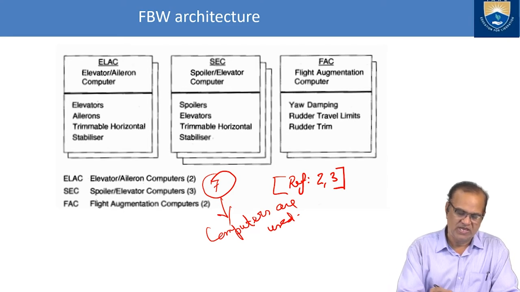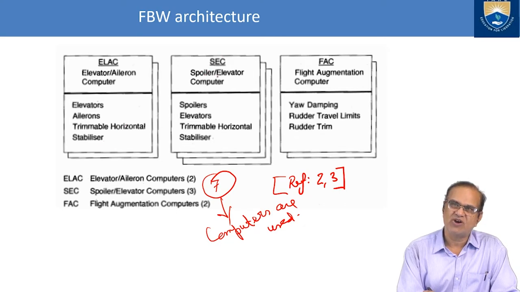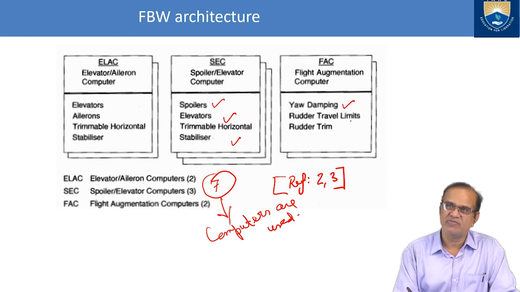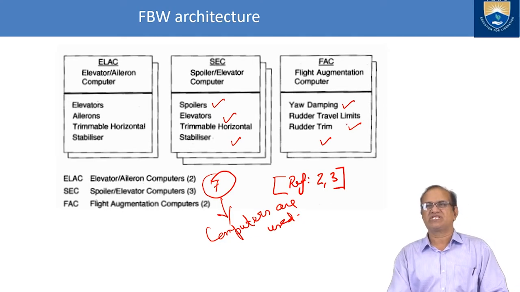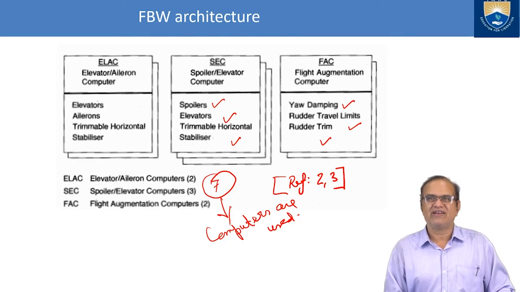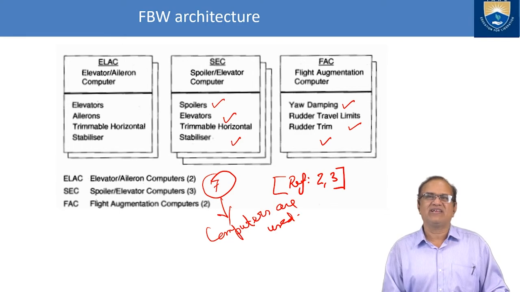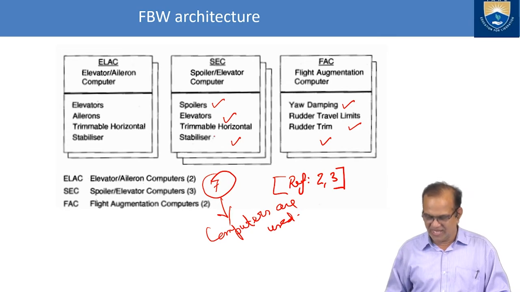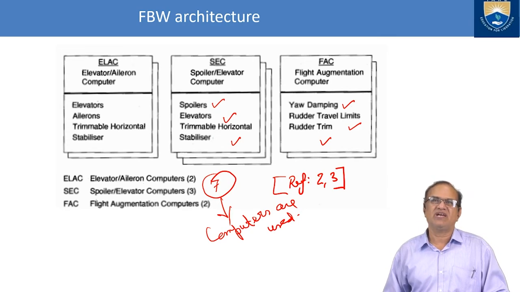So, ELAC is used for the elevator, aileron and trimmable horizontal stabilizer. SEC is used for spoilers, elevators and the trimmable horizontal stabilizer. The flight augmentation computer is for yaw damping, rudder travel limit and rudder trim, so it is mostly used for the rudder. This one is for elevator and aileron, and this is for spoiler and elevator. So like this, we have the architecture of the FBW.